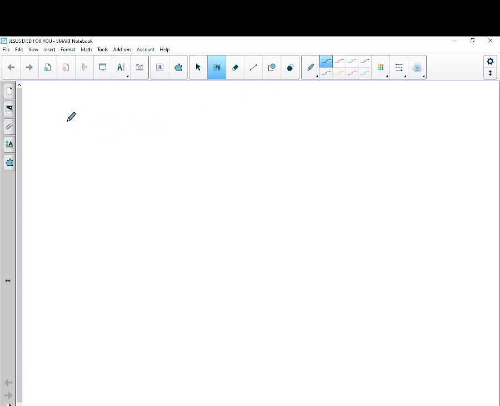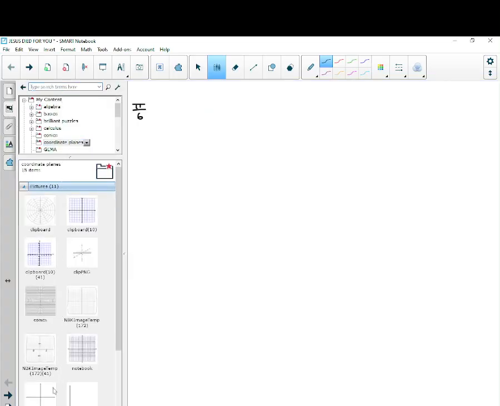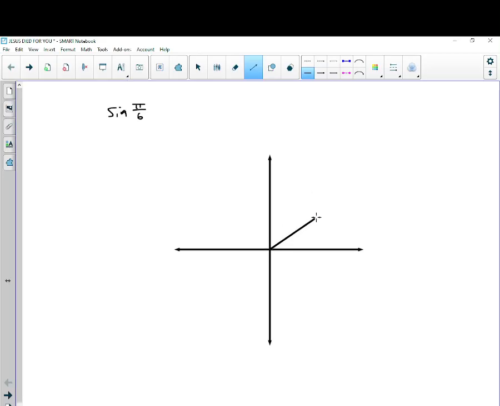So suppose we want to find, let's just start in the first quadrant, let's just say we want to find the sine of pi sixths. Okay, well, let's draw that angle. So pi sixths is a 30-degree reference angle in the first quadrant. So here is our angle of pi sixths.